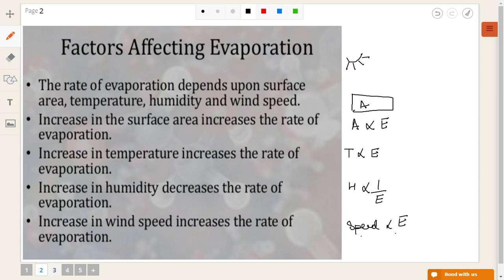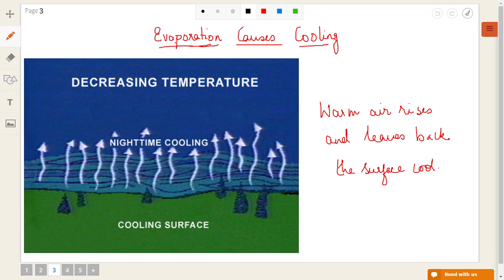Now, what is the use of evaporation? Evaporation causes cooling. How does it cause cooling? With a decrease in temperature during night time, what happens? There is no sun, and as we move from day to evening to night, there is a reduction in temperature. The warm air from the heated surface rises up and leaves behind the cooler surface. That's why we say evaporation causes cooling.